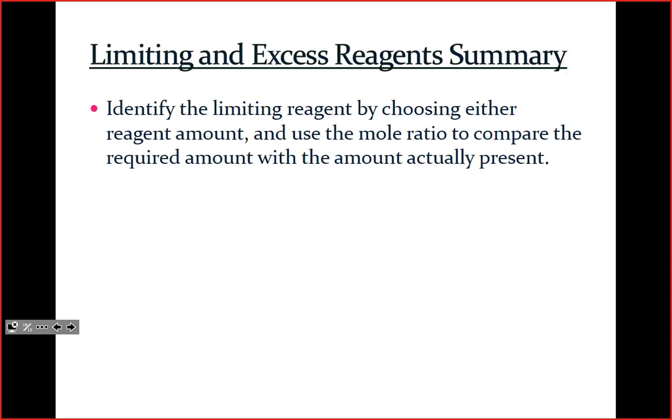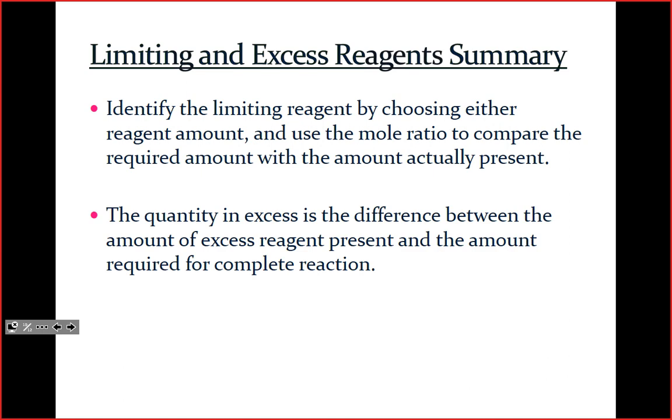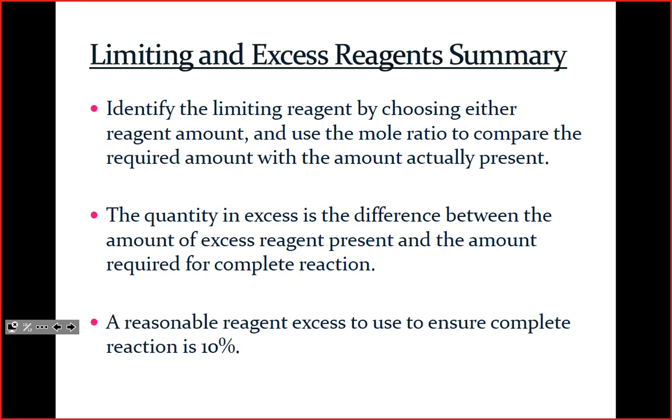So to summarize, identify the limiting reagent by choosing either reagent amount and use the mole ratio to compare the required amount and the amount actually present. And the quantity in excess is the difference between the amount of excess reagent present and the amount required for complete reaction. A reasonable reagent excess to use to ensure complete reaction is 10%.